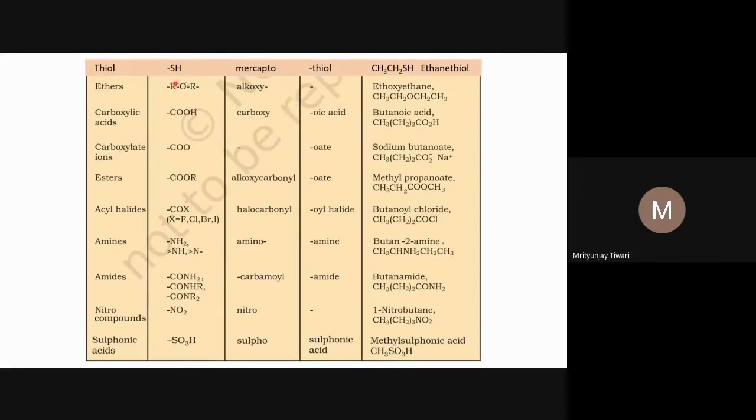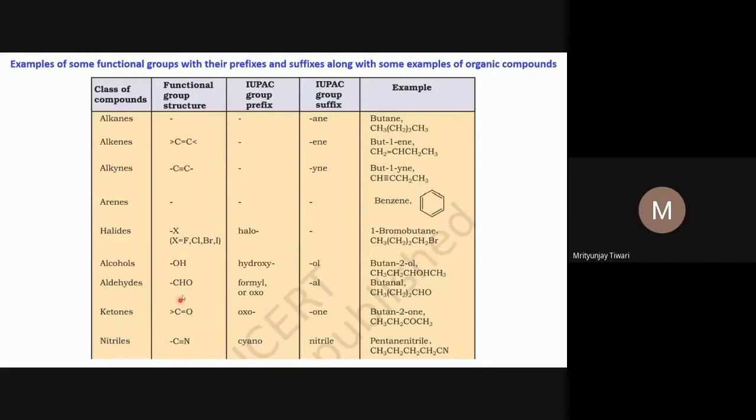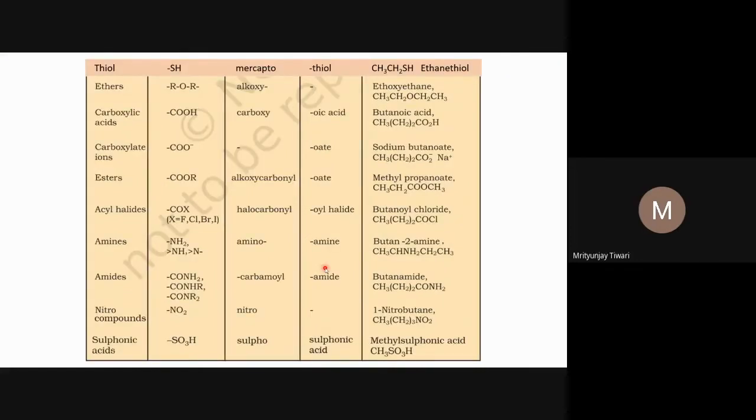Then we see the thiol. If a compound contains an SH group, we know H2S, hydrogen sulfide. If one of the hydrogens of H2S is replaced with an alkyl group, or if the oxygen atom of an alcohol is replaced with a sulfur atom, and we know sulfur is below oxygen, it is a part of the same group as oxygen, so we call such a functional group a thiol. So the word thio is used, and the OL we write for the alcohol, so it is thio.